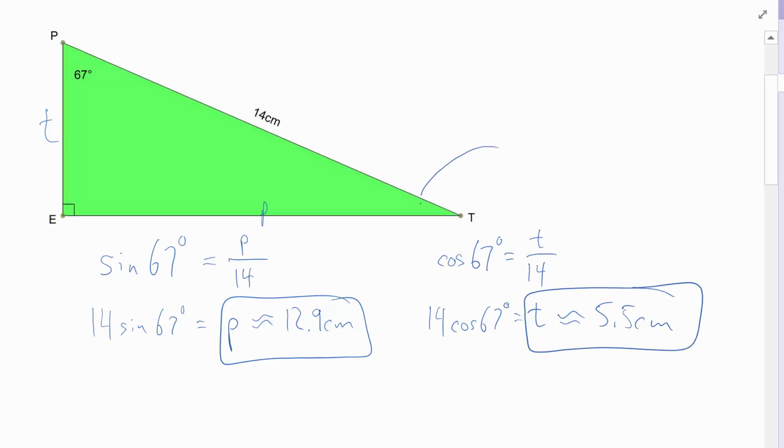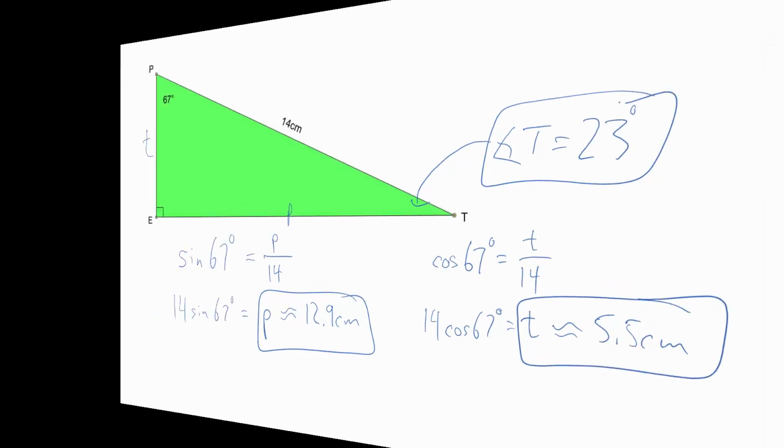Like we said before, at the beginning, you could also find the measure of angle t by subtracting from 180 degrees and getting angle t to be 23 degrees. And you know, we could have actually done the sine from angle t with its opposite over hypotenuse, or the cosine from angle t. It doesn't really matter which one you do. They're all things that are in play. You just have to choose to do one of them.